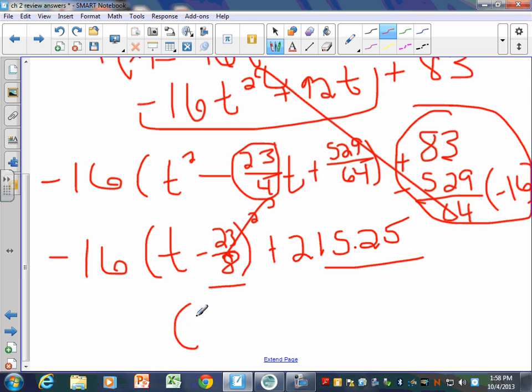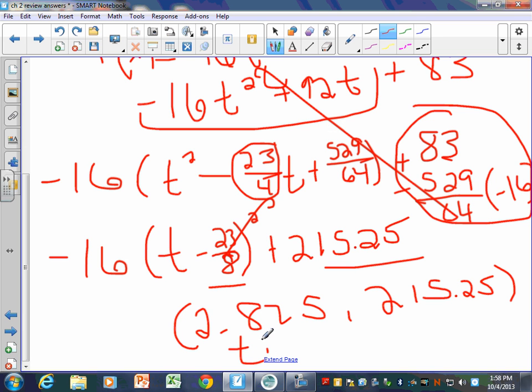I get that to be a vertex of 2.875, comma 215.25. Is that correct? That means this is how long it took. So when it says how many seconds did it take to reach the maximum height, a little bit under 3 seconds. And how high did it go?